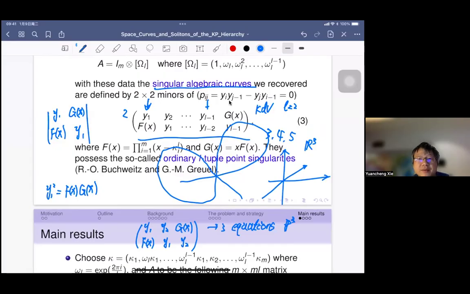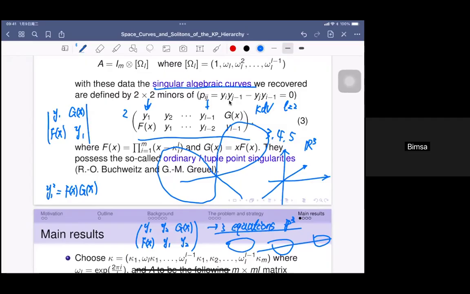The third equation seems redundant, but it is not, because if you use 2 equations, you will get a curve with many components. The third equation will get rid of the extra components and reduce this to one irreducible piece. I see.